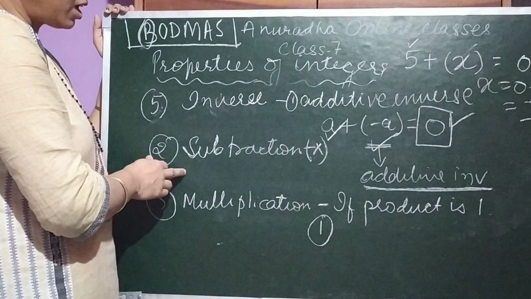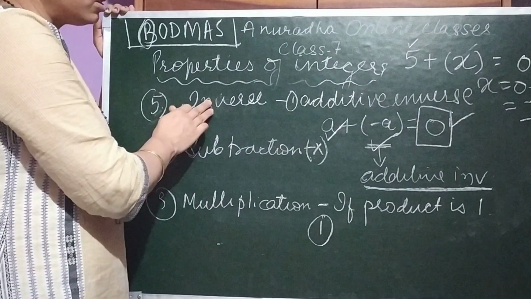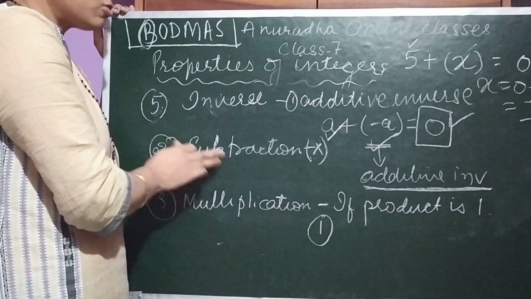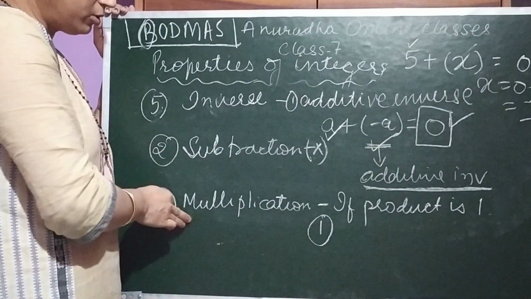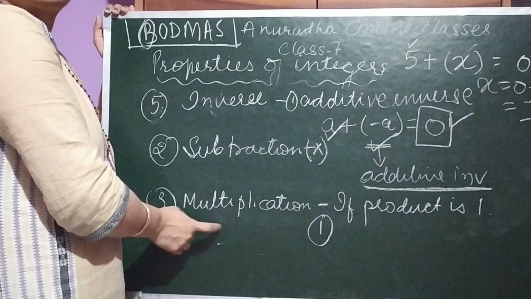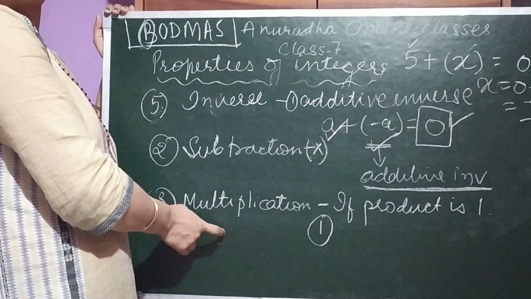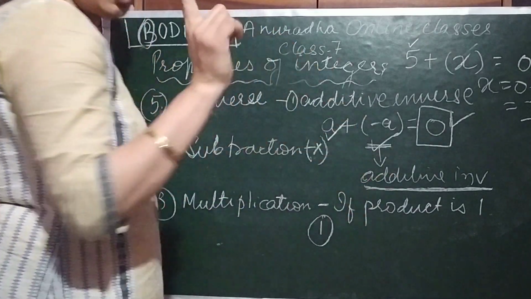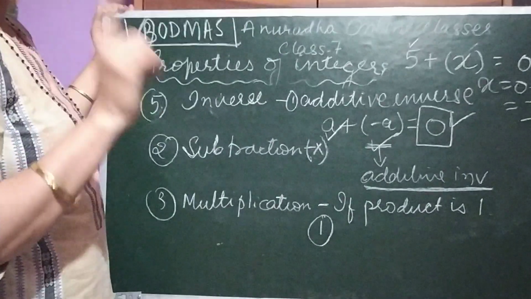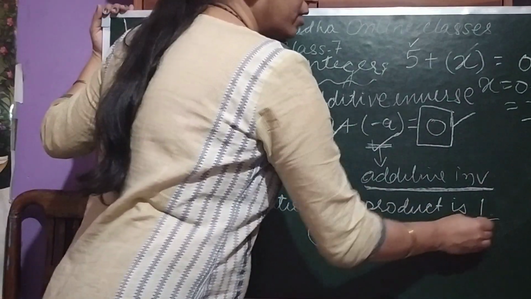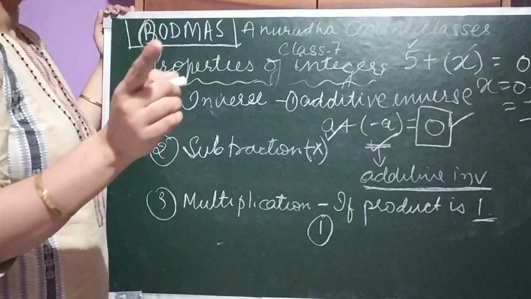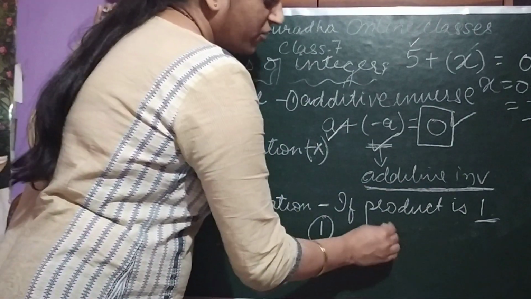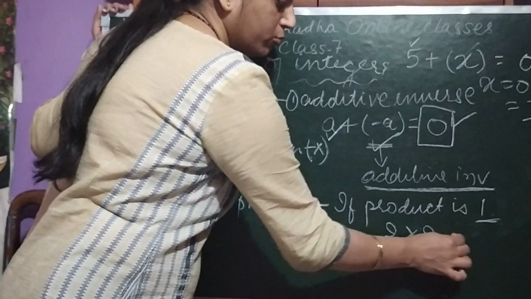Now come to the second, that is with subtraction. The inverse property will not go with subtraction; it is not applicable for subtraction. Now the third one is multiplication. If the product of two integers is 1, then only those two integers are multiplicative inverses. Suppose we have taken 2 into 2, then that will be 4.